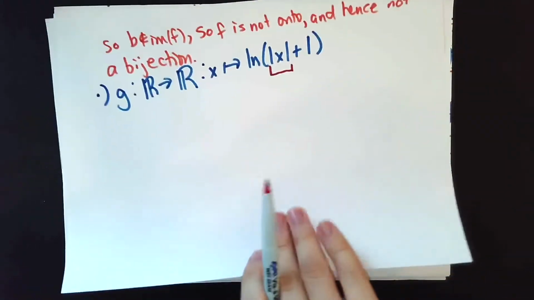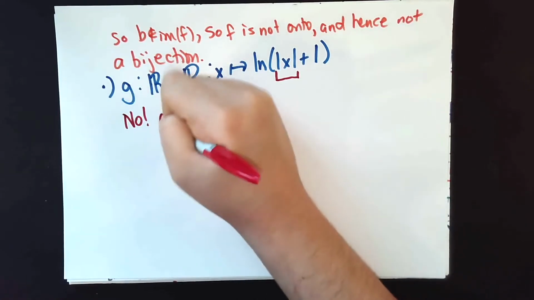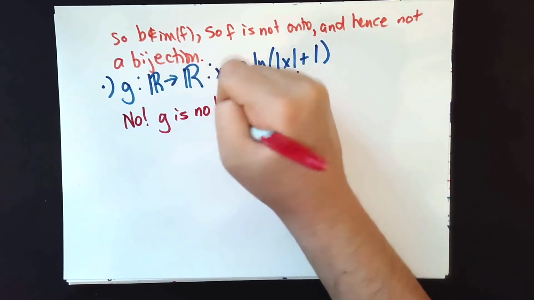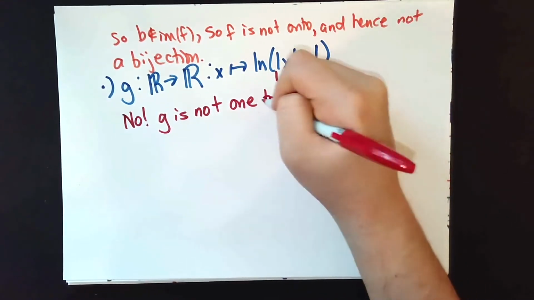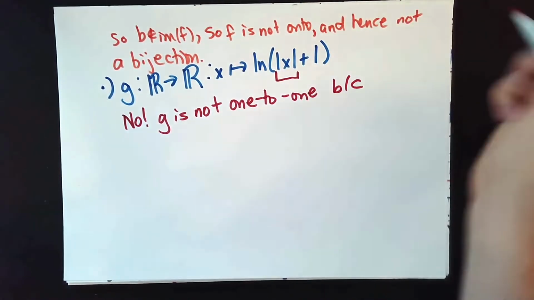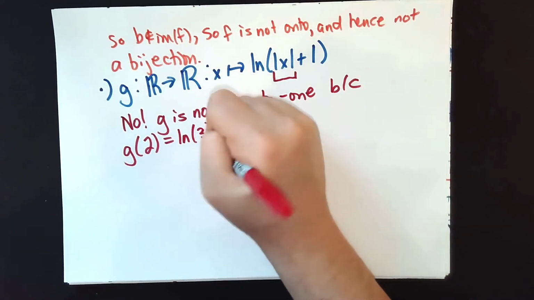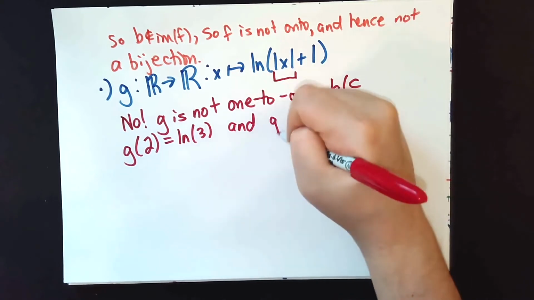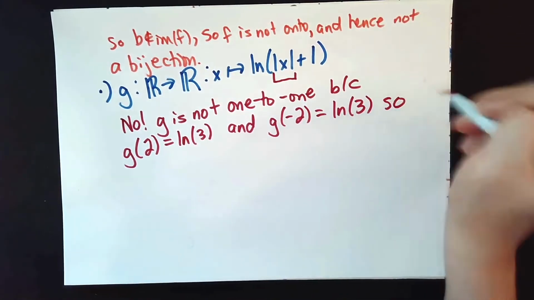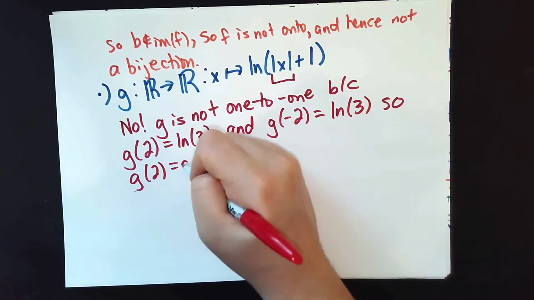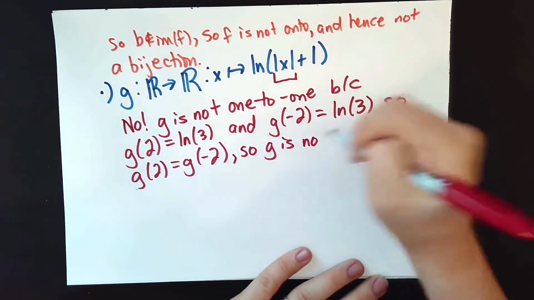So remember that to show something is not one-to-one, I just have to give you two different values in the domain that map to the same element in the codomain. Really, two arrows that point at the same dot. And so in this case, the arrow originating at 2 lands at the dot natural log of 3, and the arrow originating at -2 lands at the dot natural log of 3. And so these two things are equal, even though 2 and -2 aren't equal, and so g is not one-to-one, so g is not a bijection.